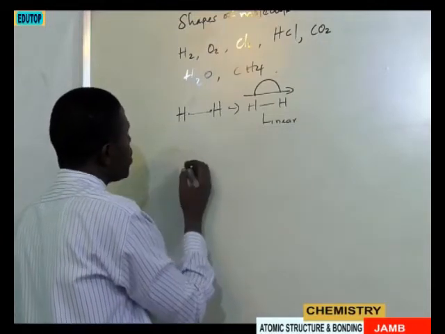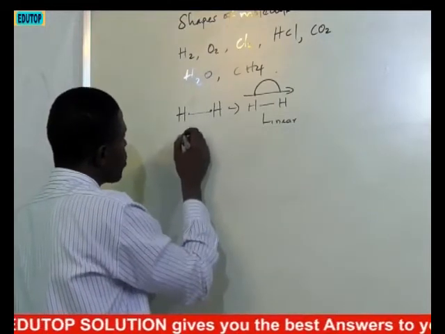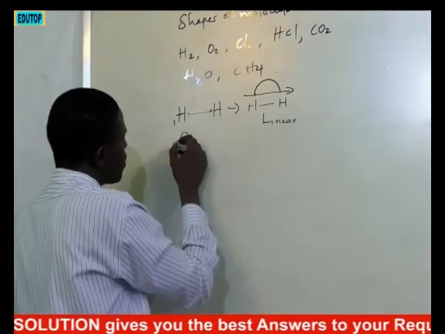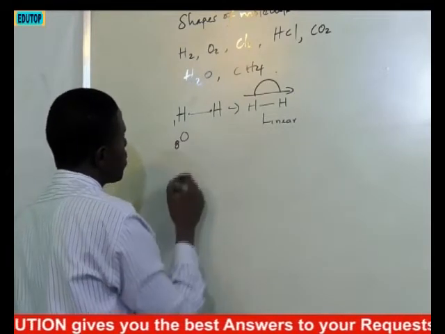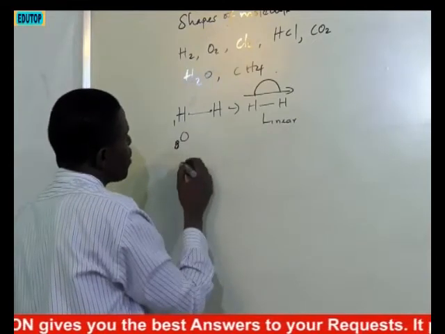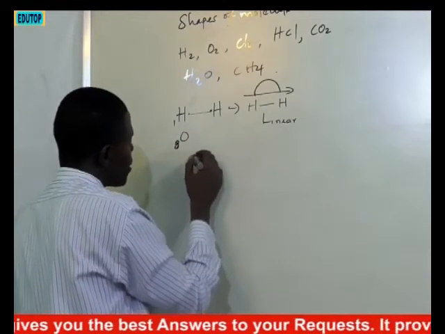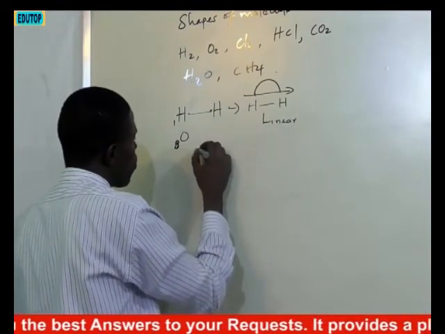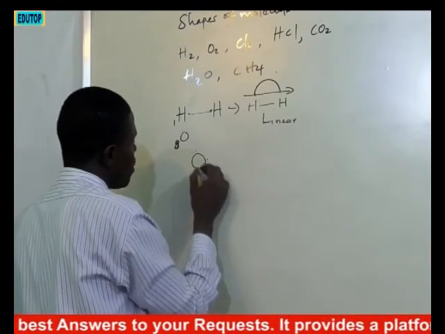Then also oxygen. Oxygen is what? Oxygen is 6. No? 8. Oxygen is 8. Automatically, what it simply means is that if you have a particular oxygen, you have 1, 2, 3, 4.